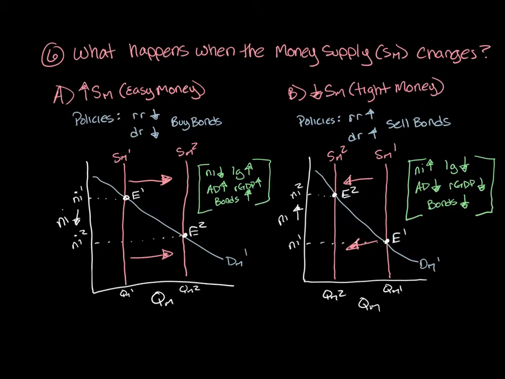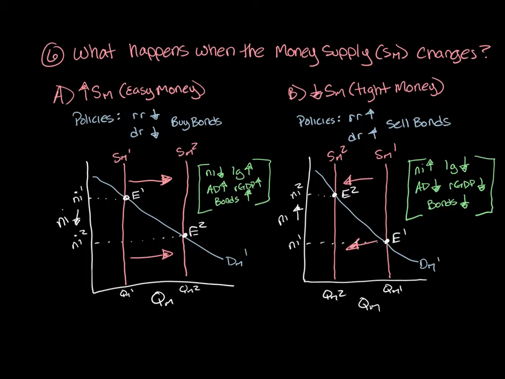Okay, on this slide, we're going to take a look at what are the effects on the economy when the money supply changes. The first thing that I want to introduce here is easy money versus tight money policy. So on the previous slide, we made a list of monetary policies that will cause the money supply to increase and a list of monetary policies that will cause the money supply to decrease.